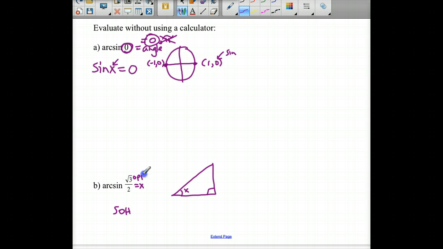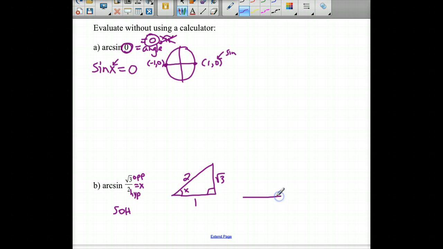So this must have been the opposite, and this must have been the hypotenuse. So let's make our triangle reflect that. Opposite is over here, so that was square root of 3. Hypotenuse is here, so that's a 2. So now I need to know what angle would produce this kind of triangle. So if we have these two sides, we can use the Pythagorean theorem to figure out that this side is a 1. Some of you might know that that triangle would be a 30, 60, 90 triangle. So in a 30, 60, 90 triangle, which side is the bigger angle?